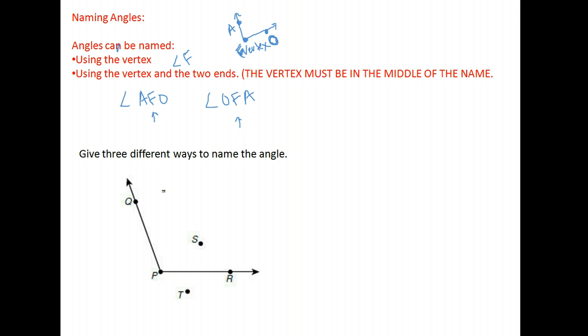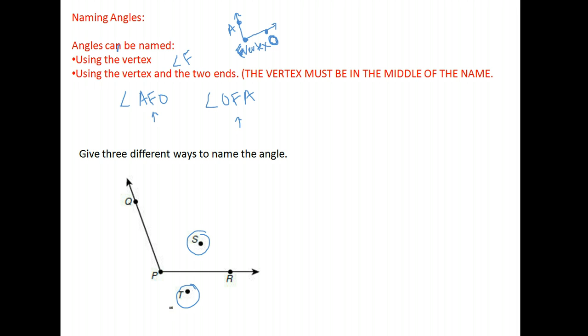So let's do an example down here. Give 3 different ways to name this angle. Now notice they tried to throw us off by throwing some extra points in here. Those points are not on the angle. One's inside and the other is outside, but they're not on the angle. Therefore, they cannot be part of the name.